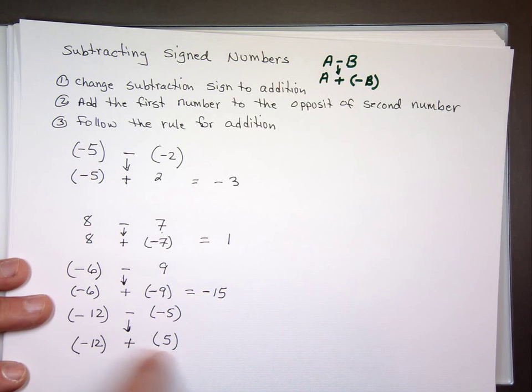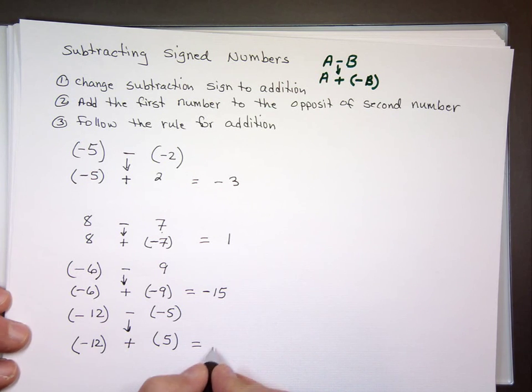Now these signs are what? Different. You subtract the smaller from the larger. 5 from 12, which is what? And what's the sign of 12? Negative.